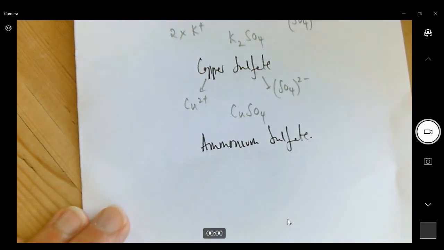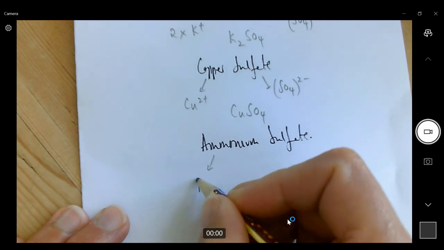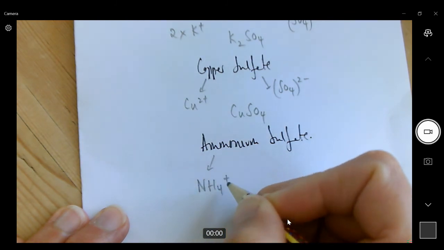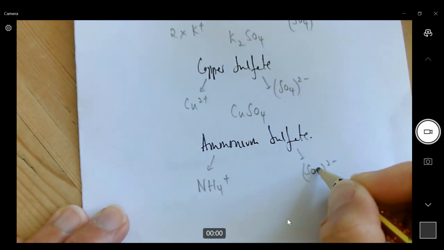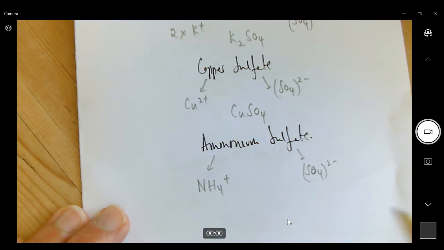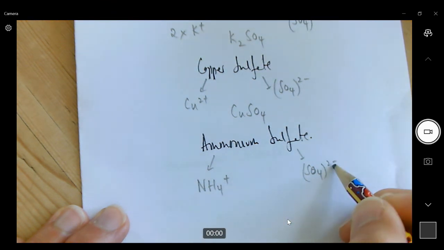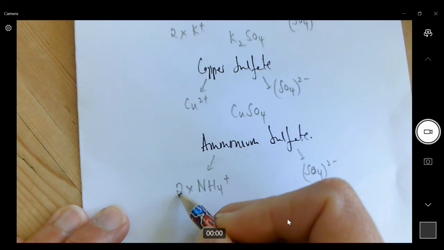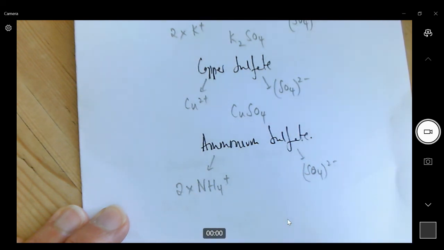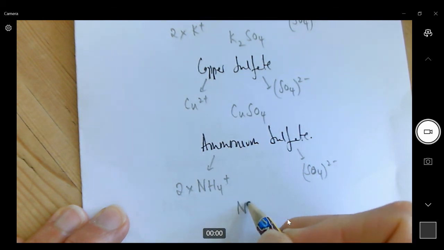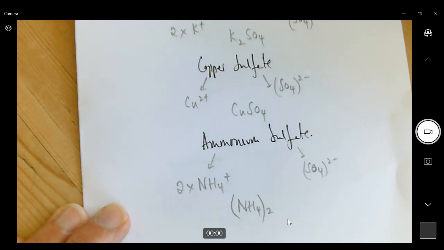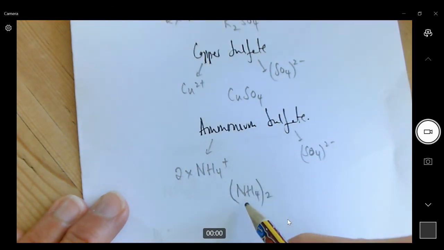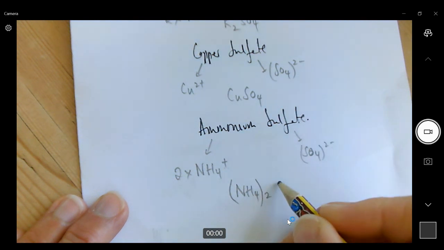Ammonium sulfate. Ammonium, NH4+, sulfate, SO4, 2-. I've got 1 positive charge here, 2 negative charges here, so I need 2 of these to balance that. So I have NH4, but I need 2 of them. Now, I need to put a 2, but I need to put a bracket around the whole thing because I need 2 of this entire unit. SO4.